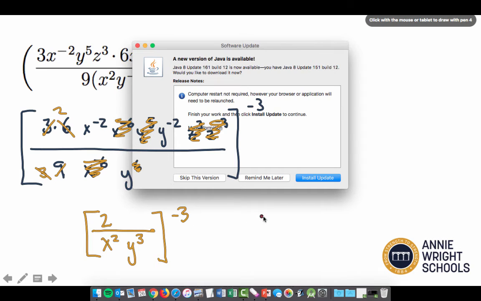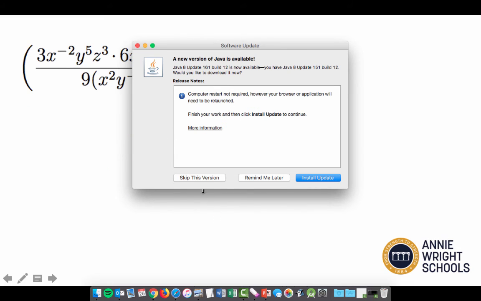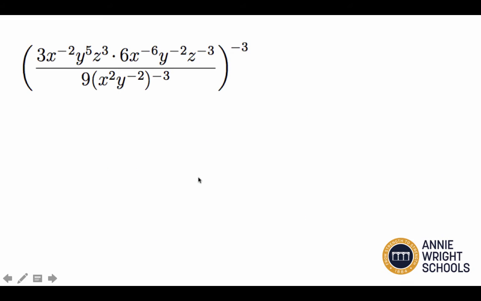So the final answer would be 2 cubed in the denominator, x to the 6th in the numerator, y to the 9th in the numerator. When the fraction is raised to a negative power, what's in the denominator moves up to the numerator, but it still has to get cubed. What's in the numerator has to move down to the denominator, but it still has to get cubed. The negative moves it from top to bottom or from bottom to top, and then don't forget to raise it to that power. All right, so there we go, guys.